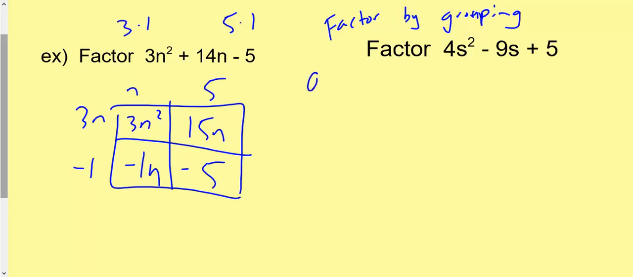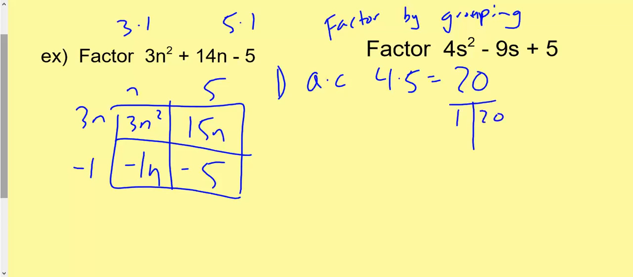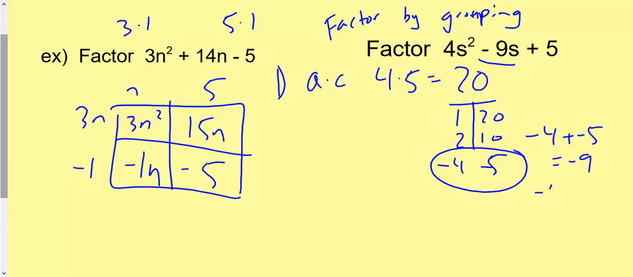So what you're going to do is start by step number 1, which is to multiply a times c. So in this case 5 times 4, and that is 20. And then you're going to list all the combinations that will multiply to 20. So the numbers that multiply to 20 are 1 and 20, 2 and 10, 4 and 5. Okay, and they need to add up to b. So you're going to pick the two numbers that add up to b, and I'm going to choose negative 4 and negative 5 because negative 4 plus negative 5 equals negative 9, and negative 4 times negative 5 equals positive 20.